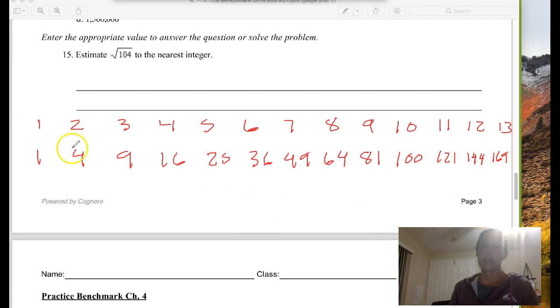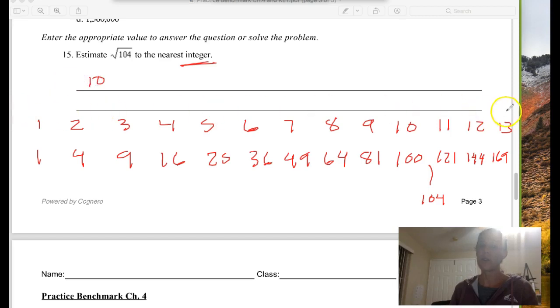So what I'm going to do is I've written out several perfect squares. These are the integers. When I square root these, I get back to the integer. So if I square root 104, come over here to your perfect squares. There's 100 and 121. So 104 fits right in between those. Now, which integer is it closer to? Well, 104 is much closer to 100 than it is to 121. So when I take the square root of 104, it's going to be much closer to 10 than it is 11. So to the nearest integer, the square root of 104 is going to be about 10.